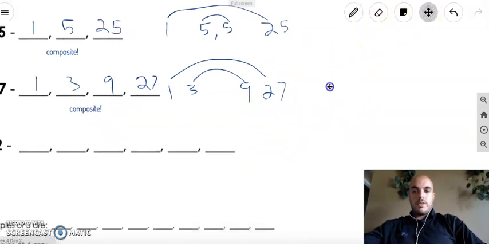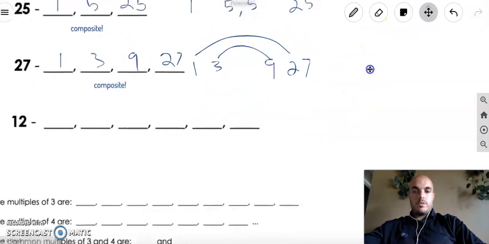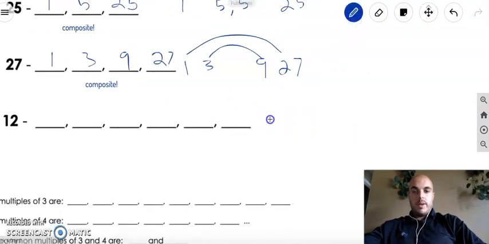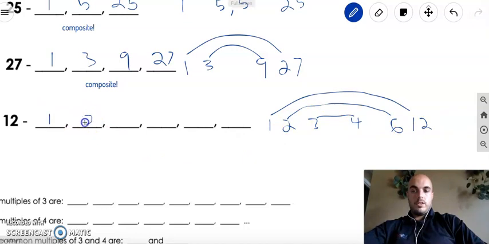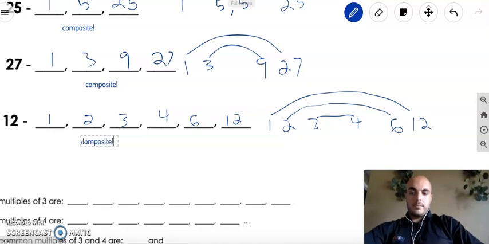Okay, let's scroll down some and find the factors of 12. I'm going to try and give myself some space here for my rainbow. So 1 and 12, like so. Let's look at 2. 2 can be multiplied by 6 to get 12. I can also multiply 3 and 4. And there's no other numbers in between, so this is my complete rainbow. So I have 1, 2, 3, 4, 6, and 12. There's a lot of factors that go into 12, so this is composite. Great.